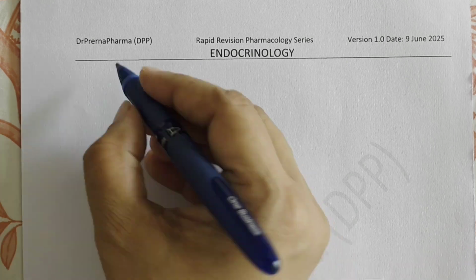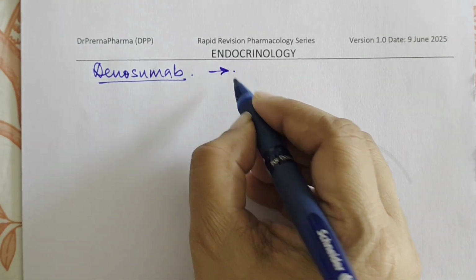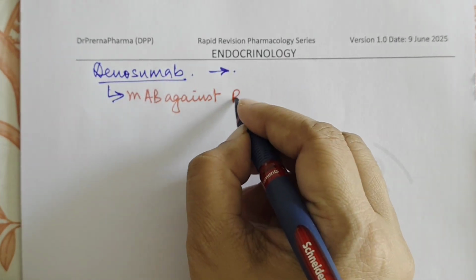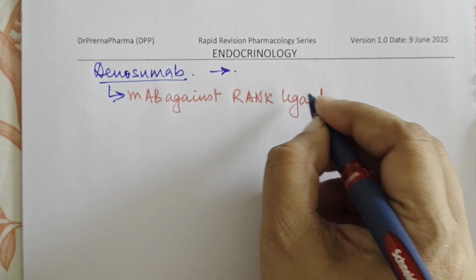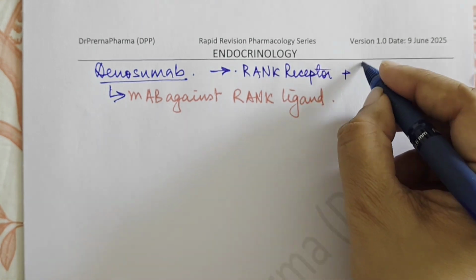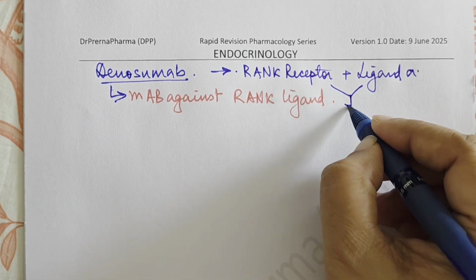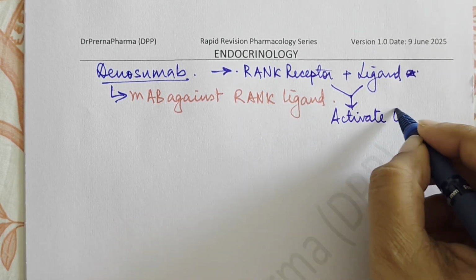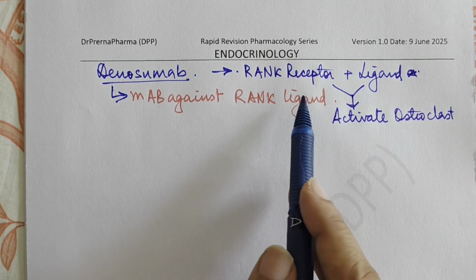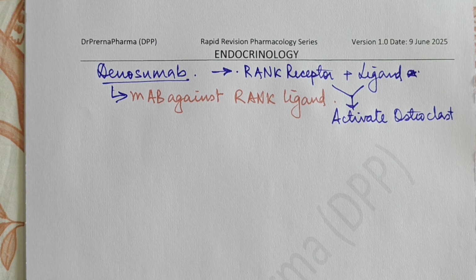Next we have denosumab. Now denosumab is basically a monoclonal antibody against RANK ligand. Okay, so what happens is that we have RANK receptors on the osteoclast, and this ligand is secreted from the osteoblast, and this RANK receptor plus ligand, they activate the osteoclast and result in bone resorption. So denosumab binds to the ligand and inhibits it, so the RANK receptor is not activated, and so the osteoclast is not activated. So denosumab is also found to be effective in osteoporosis.